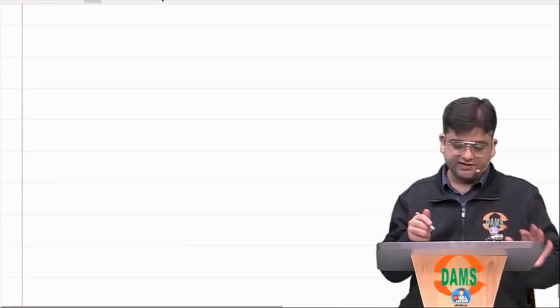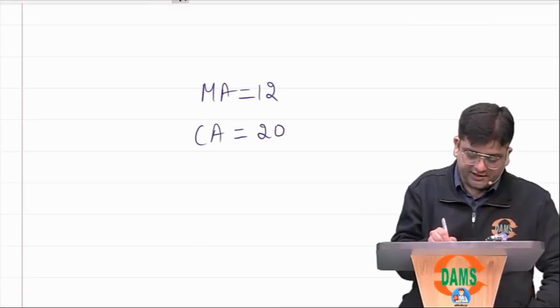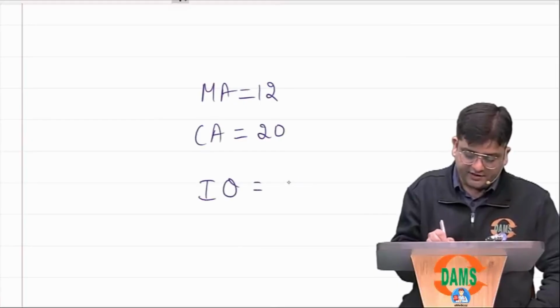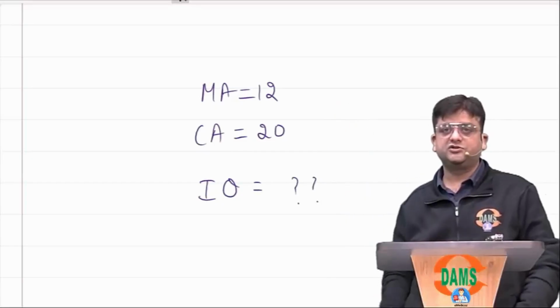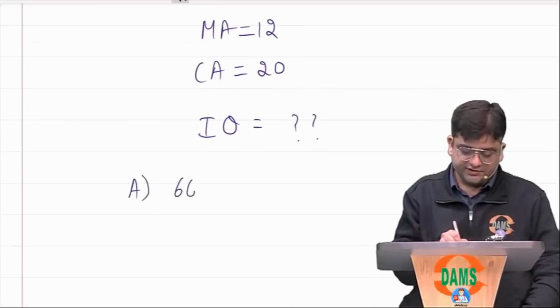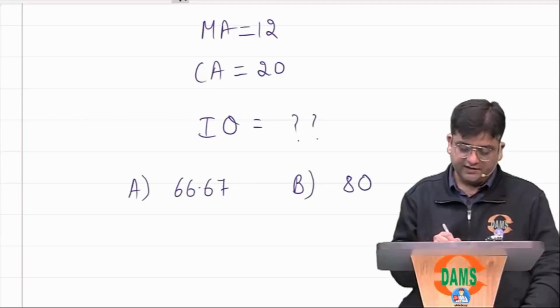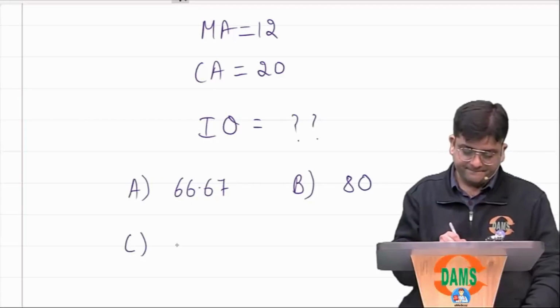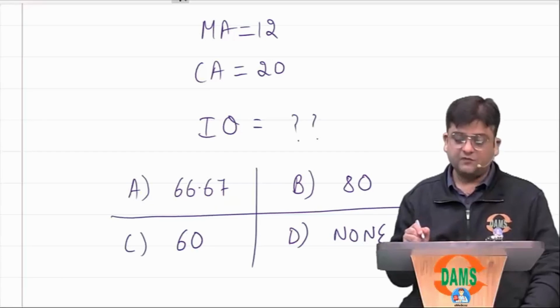Let me give you one more example. Mental age 12, chronological age 20. Calculate IQ. Mental age 12, chronological age 20. So the options are 66.67, 80, 60, none. What's your answer?